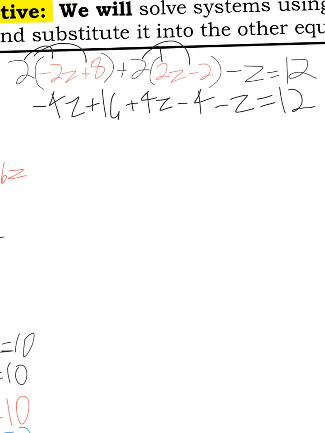So let's combine our like terms. I got negative 4z plus 4z minus z. So negative 4z plus 4z makes 0. 0 minus z makes a negative z.